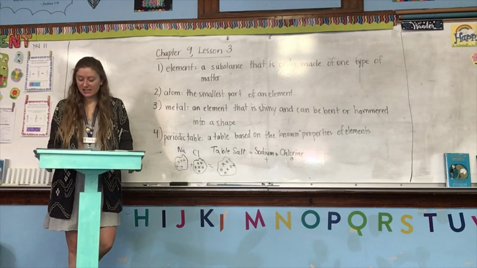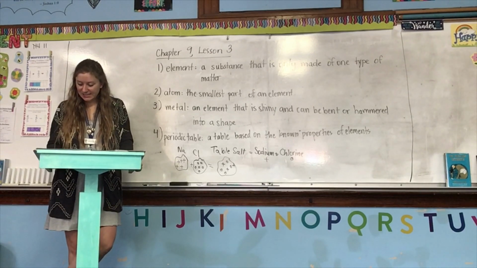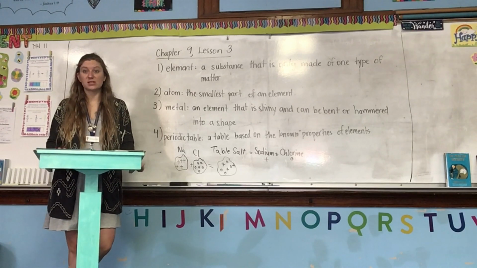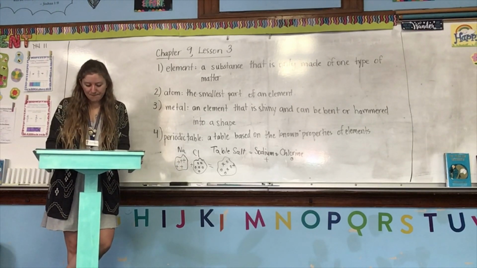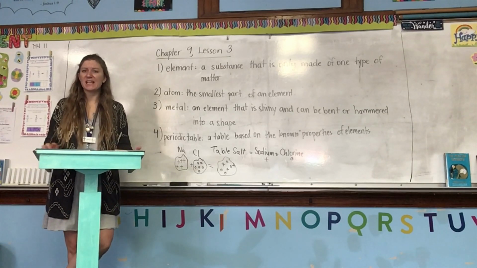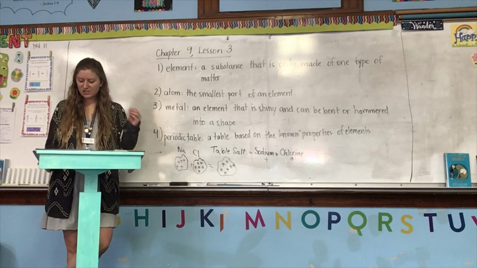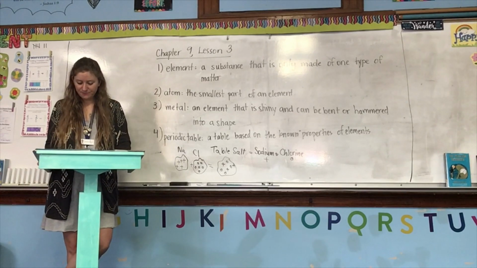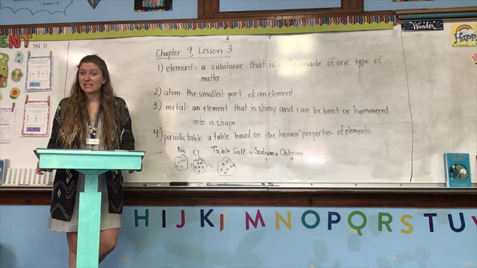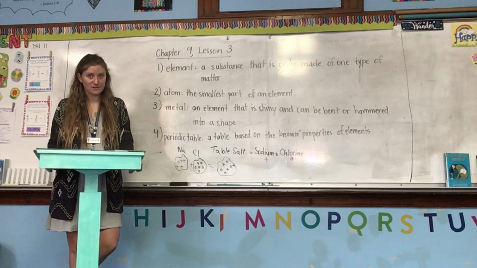So a possible answer is elements in the periodic table are grouped together based on their properties. Now you may have gotten a little more specific, but that's the general answer, that they are grouped together based on their properties. Now the critical thinking question. How are coal and diamonds similar? How are they different? So you need to answer both of those questions.